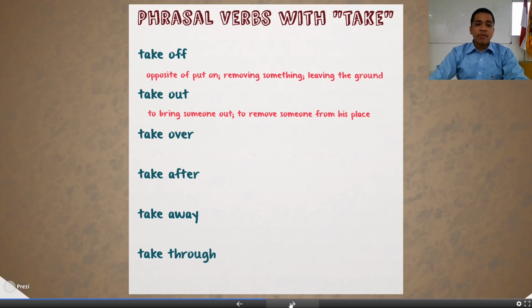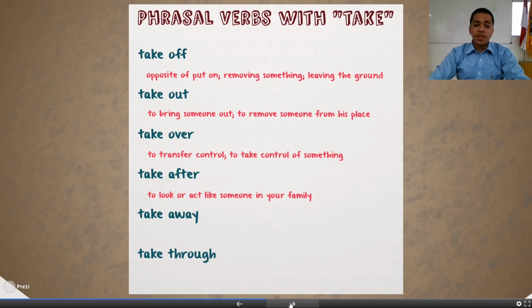Now, take over. Now, we already gave an example before. Next, take after. Now, take after means to look or act like someone in your family. Example, I've seen an old photo of your mom, or I've seen a photo of your mom when she was young, and you really take after your mom.